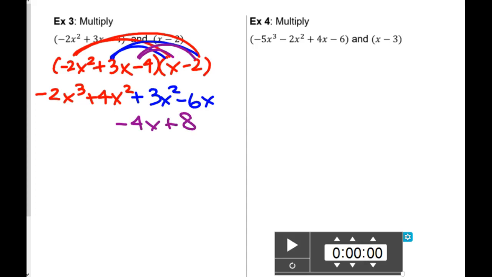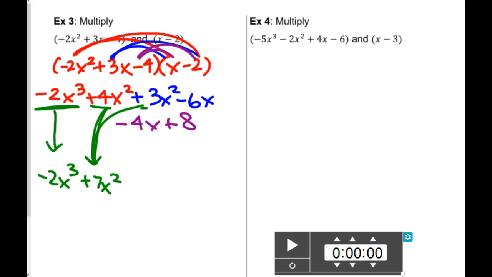Now, if you can fit that in one line, cool. But what I need to do now is combine like terms, just like before, right? What's my highest power? 3. So this term, bring it down, negative 2x to the third. Then my next highest power from 3 is down to 2. So these two are going to combine and make 4 plus 3, 7x squared.